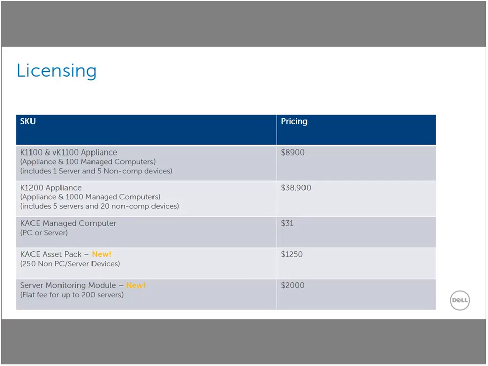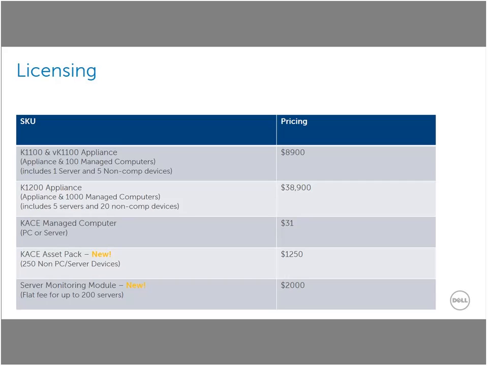Okay, so the new stuff is the asset packs, and there's also the server monitoring module. I'll start from the bottom and go up. The server monitoring module is $2,000 for 200 servers, and that's a flat fee, so it's up to 200 servers. If you're going to monitor one, it's $2,000. If you're going to monitor 200, it's $2,000. However, right above that we have the new asset packs.